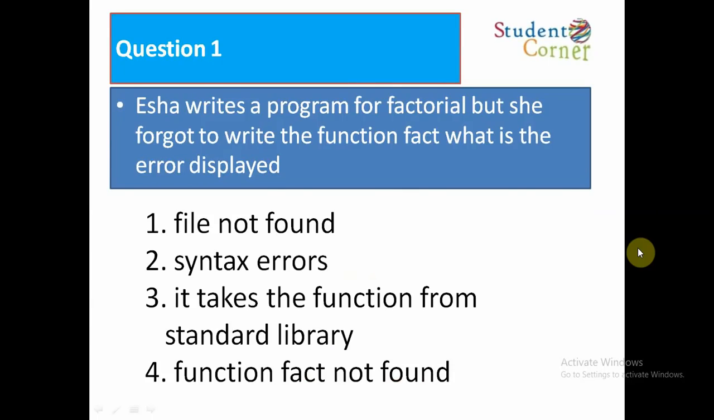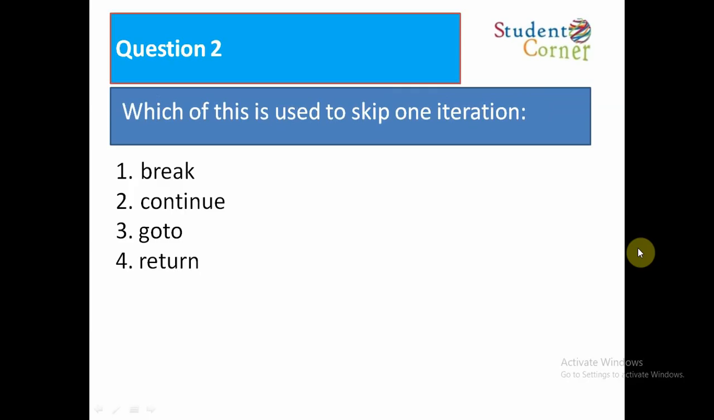Isha writes a program for factorial, but she forgot to write the function fact. What is the error displayed? Option 1, file not found. Option 2, syntax errors. Option 3, it takes the function from standard library. Option 4, function fact not found. So the answer is function fact not found.